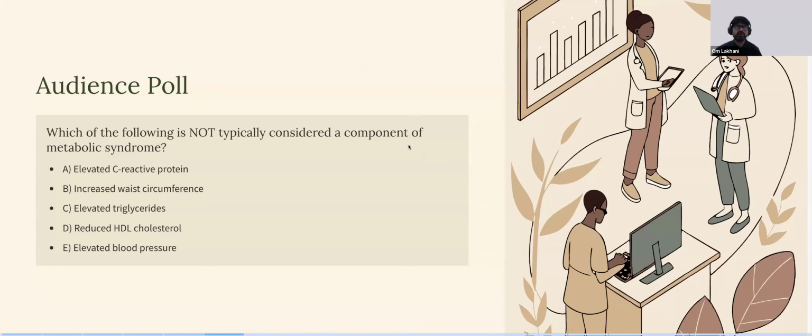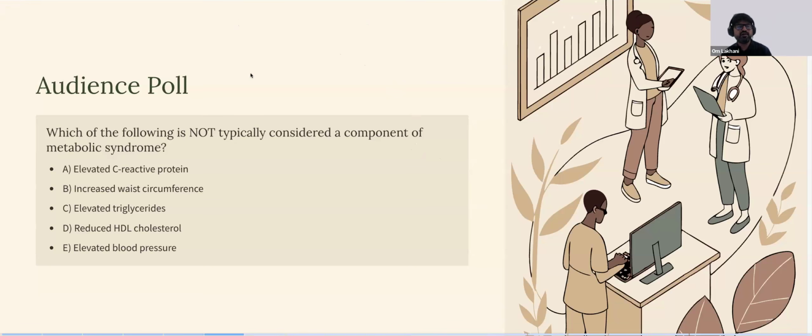Right. So now you will tell me which of the following is not considered a component of metabolic syndrome. Is it elevated C-reactive protein, waist circumference, triglyceride, HDL, or blood pressure? We already discussed this a few minutes ago. Meanwhile, we'll take this as an opportunity to take some of your questions.